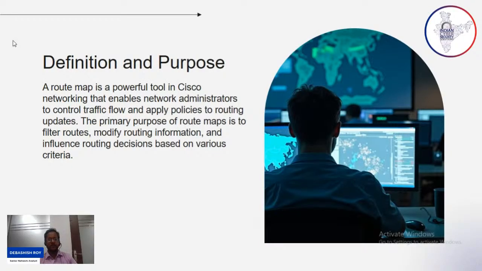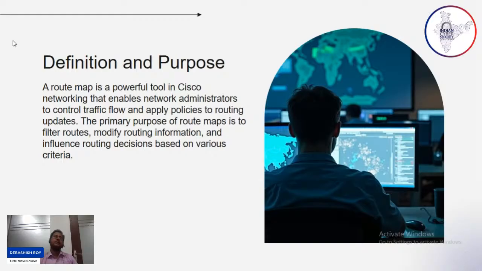So what is the definition and purpose? The route map is a powerful tool in Cisco networking that I have already told you. It enables network administrators to control the traffic flow and apply policies to routing updates. Yes, if you want to do traffic engineering, like changing the traffic flow or the best path selection of BGP or any other protocol, you can implement a route map to effectively change the route policies. The primary purpose of route maps is to filter routes, modify routing information and influence routing decisions.